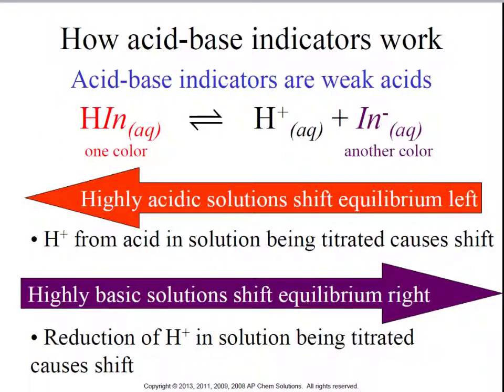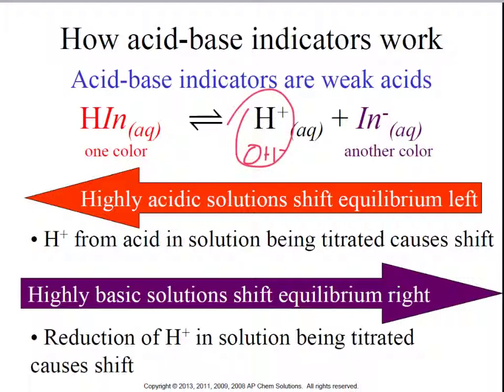For example, here's an indicator that is also a weak acid, and so on this side the protons are attached to whatever the indicator is. On this side of the equilibrium we have the protons separated from the indicator. When they're together it's one color, when they're separated it's a different color. In highly acidic solutions, which have lots of H pluses, we're adding H pluses, and that's going to shift equilibrium away from the product side and back towards the reactants, which means it's going to turn red.